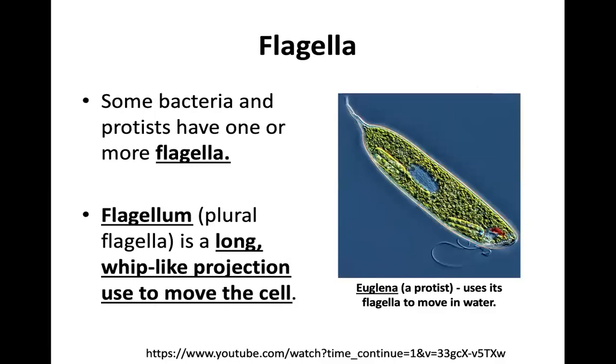Next is flagella, so also used for movement. Flagella is a long whip-like tail, and some bacteria and protists have one or more flagella to make them move. This is an example of a euglena, which is a protist, and this uses flagella to be able to move throughout the water. Something else that we might be a little more familiar with is a sperm cell. A sperm cell has a flagella, and that's how a sperm cell would travel. Okay?